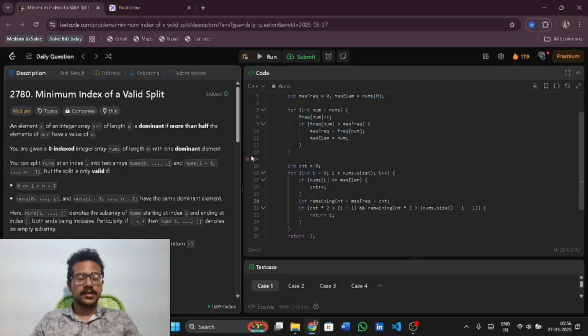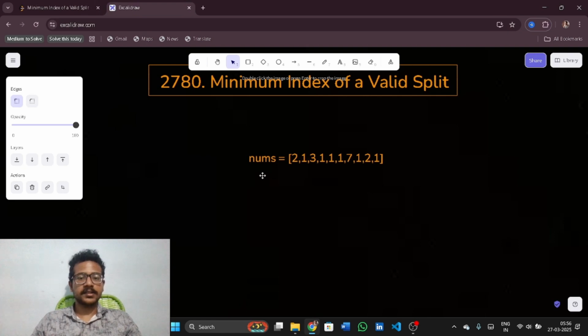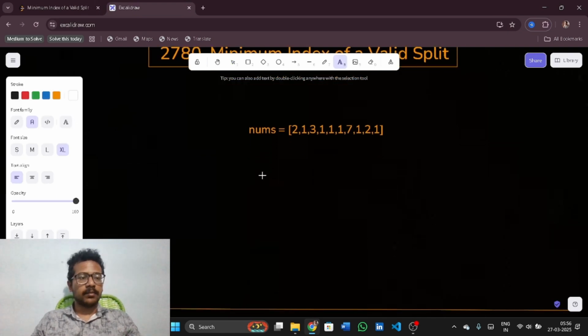Hello everyone. Let us now discuss how we can solve this problem: minimum index of a valid split. We are given an array of length n and an element x. X in the array is dominant if more than half the elements of the array have a value of x. Let us understand this with an example.